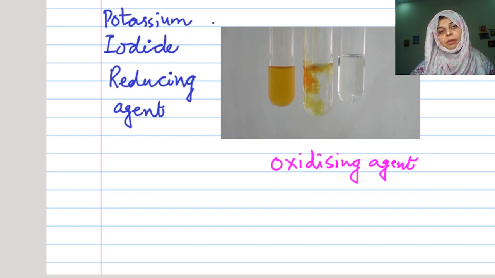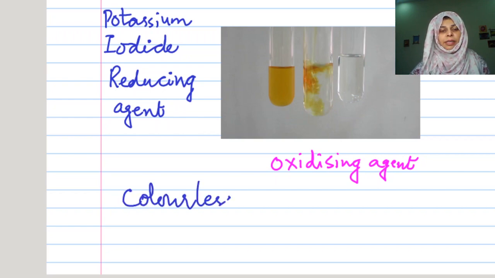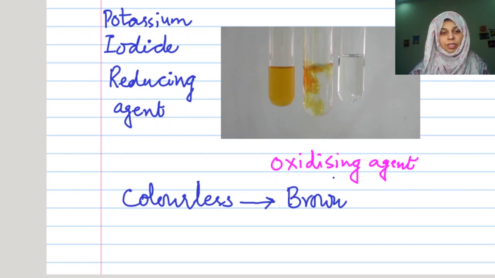If potassium iodide, which is colorless, changes color from colorless to brown in the salt solution, then we come to know that the oxidizing agent is present. So potassium iodide is a powerful reducing agent, used to test for the presence of an oxidizing agent.